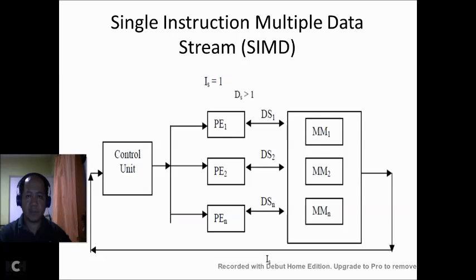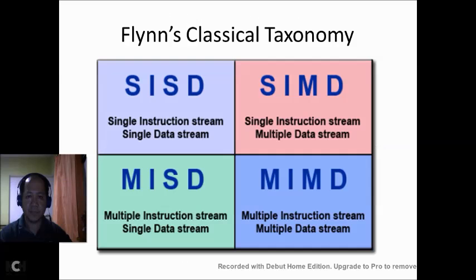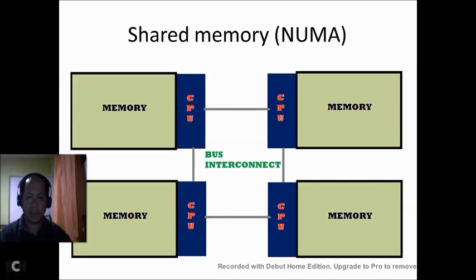Single Instruction Multiple Data Stream, or SIMD. This is a type of architecture in which a control unit simultaneously transmits an instruction and all processors simultaneously execute the same instruction. MISD is a type of architecture in which all machines have processors which execute independent streams of instruction. This is an illustration of Flynn's classical taxonomy.